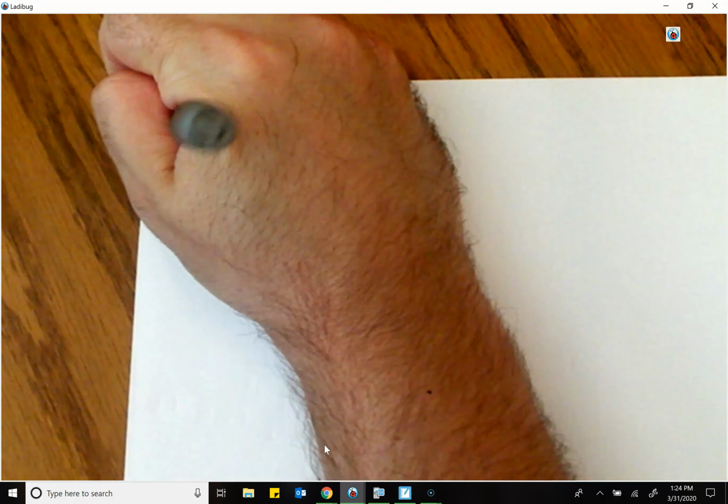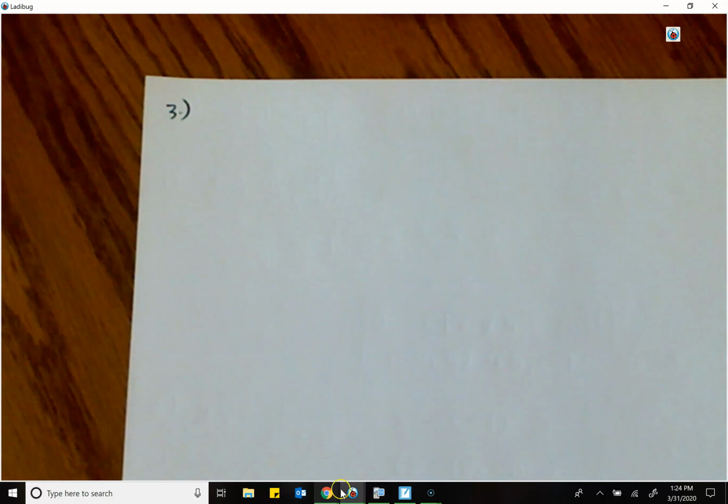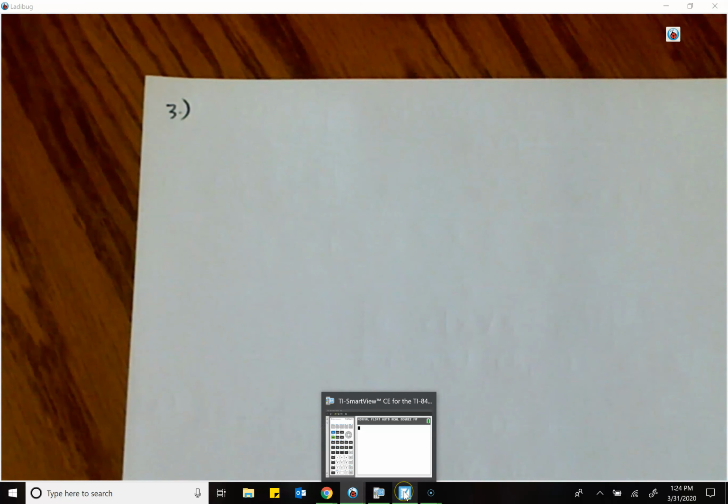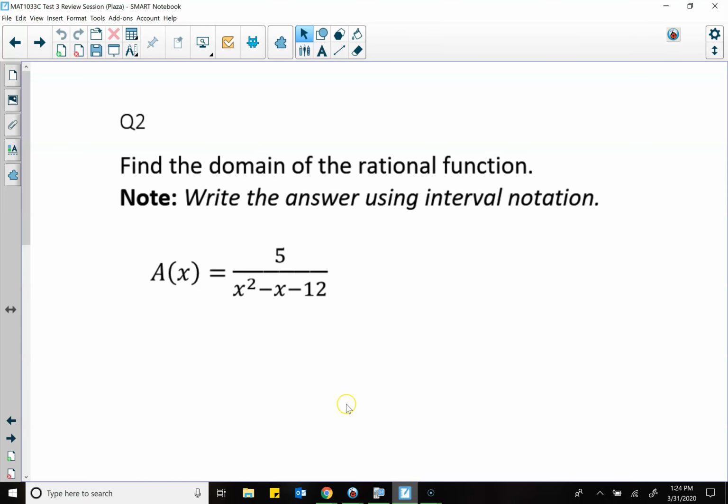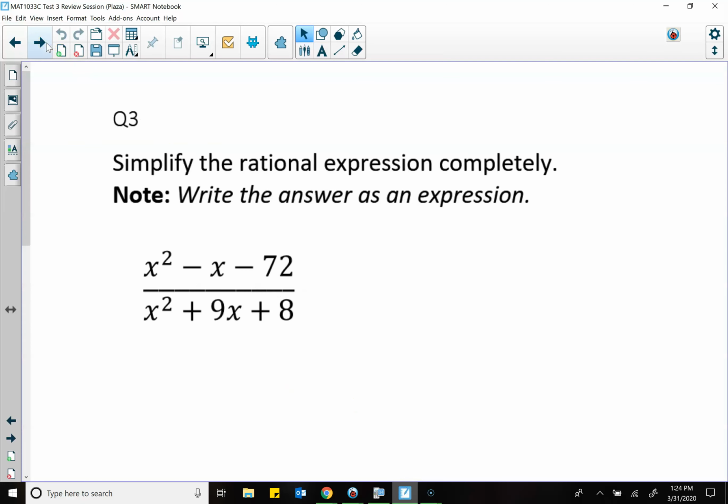Question number 3 says that we want to simplify this. Okay? So we've got this expression, rational expression to be specific, and we want to simplify. So I'm just writing it down real quick.